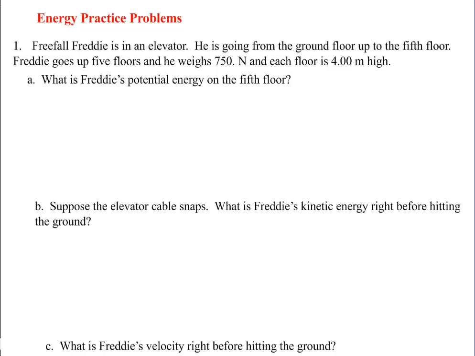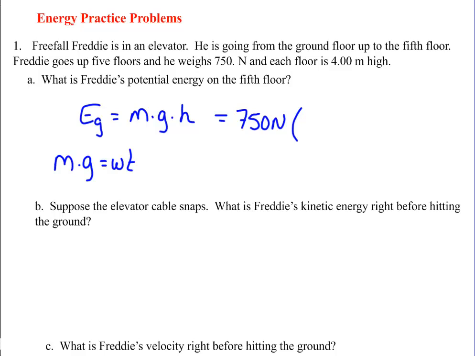So we're looking for EG, and that equation is his mass times g times h. Well, we learned earlier that m times g equals weight. So his weight we have already, 750 newtons. And he's going up 5 floors times 4 meters per floor. So his gravitational potential energy compared to the ground floor is going to be 15,000 joules.